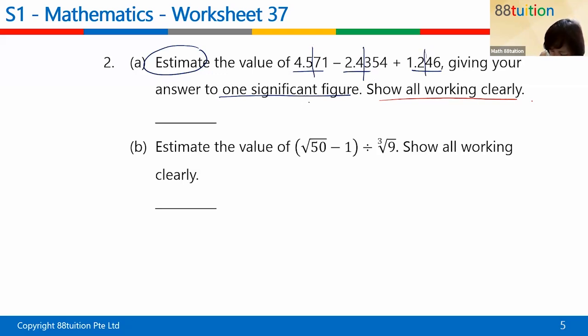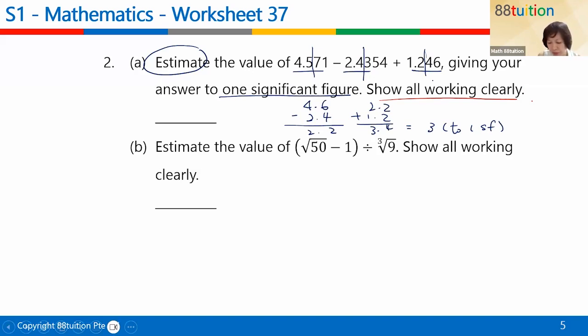So when you have 4.5 is around 4.6, and then you minus 2.4, right? And you get 2.2, you plus 1.2, you get 3.4. So to one significant figure, if you round it off, it will be 3. Because they want you to show the working clearly, you show the rounding off first, the estimate first. So you get 3 in the end. This is to 1 SF, as required by the question.